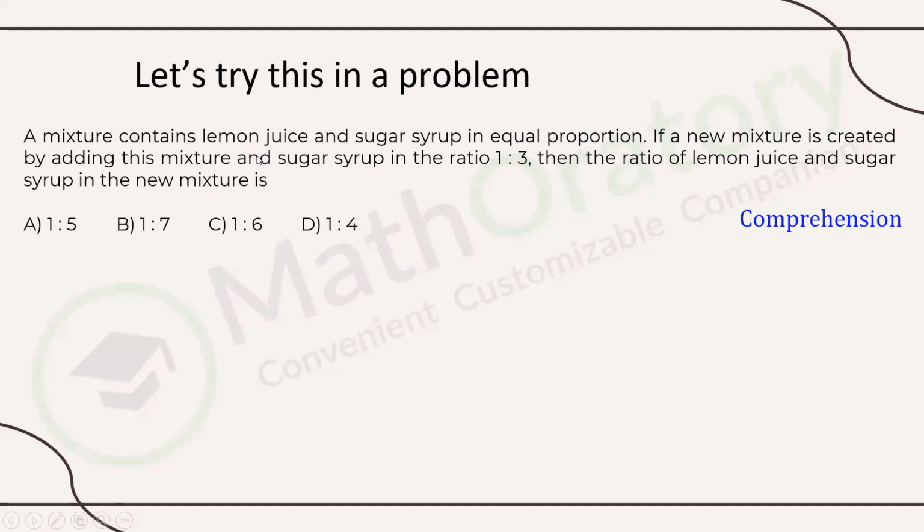So what are the things that I know? I know there's an original mixture of lemon juice and sugar syrup in a certain proportion. Obviously, I can see that it's equal proportion. Now, this mixture is added to pure sugar syrup in a certain ratio. We are looking for the final ratio of lemon juice and sugar syrup. So once I have understood this, to me, the information is from here to here. And the objective is whatever we are looking for, the final ratio of lemon juice and sugar syrup.